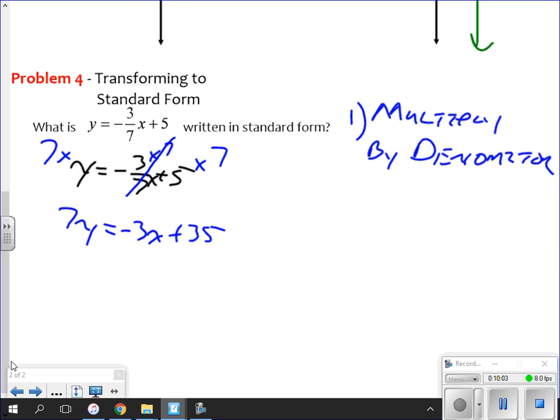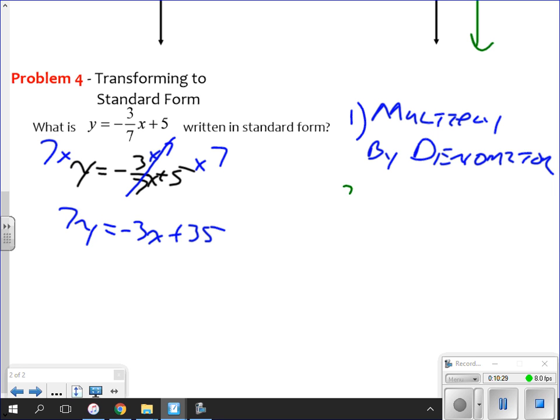35. The most common mistake students make is not multiplying everything. Every single thing needs to get multiplied by the denominator. Because if you don't multiply everything, you're no longer equal. It has to be everything. Okay? You do that, no more denominator, no more fraction. Okay?